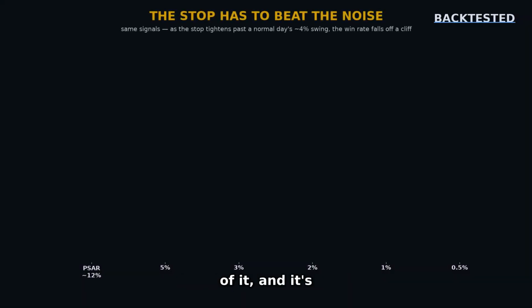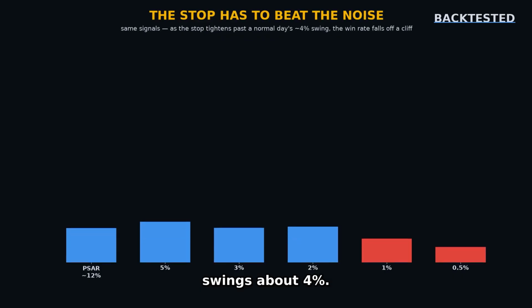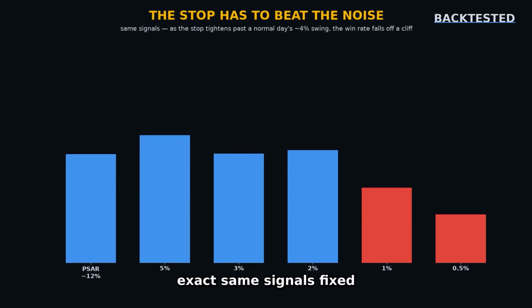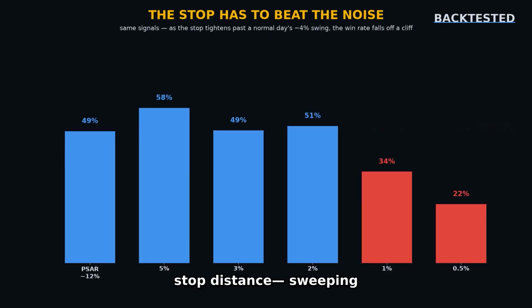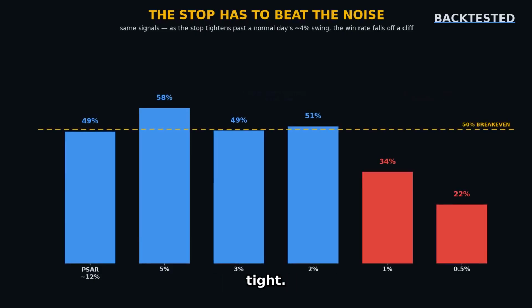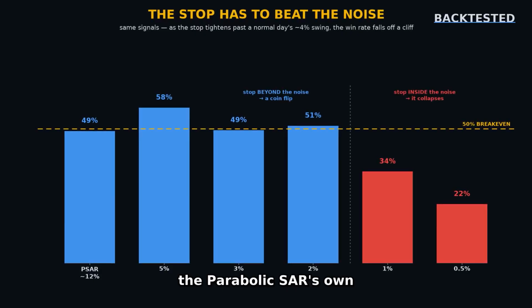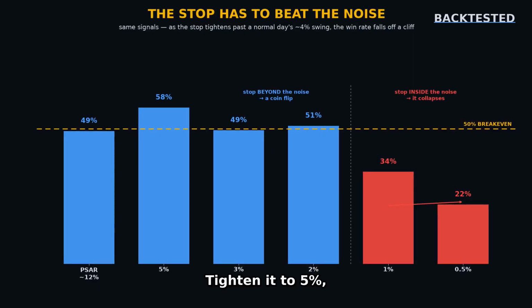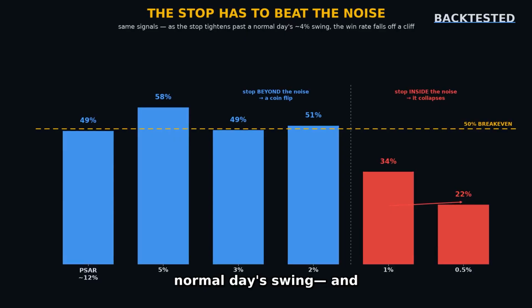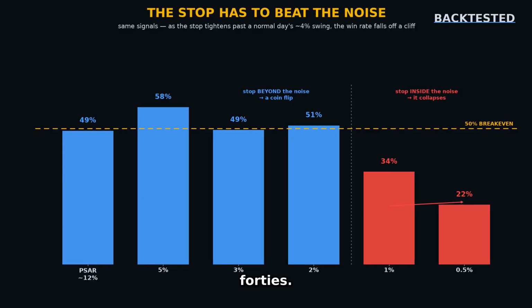Here's the honest heart of it, and it's our own experiment. A normal Bitcoin day swings about 4%, so we held the exact same signals fixed and changed just one thing, the stop distance, sweeping it from wide to tight. Leave it out at the parabolic SAR's own dot, around 12%, and the win rate is a coin flip, near 49%. Tighten it to 5%, then 3%, then 2%, all still beyond a normal day's swing, and it stays a coin flip, hovering in the low 50s and high 40s.